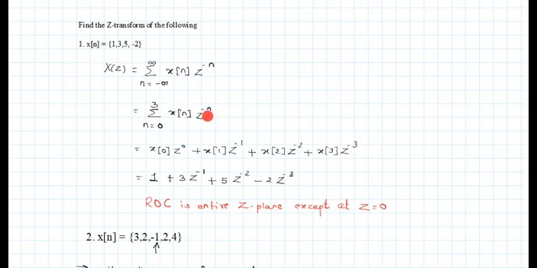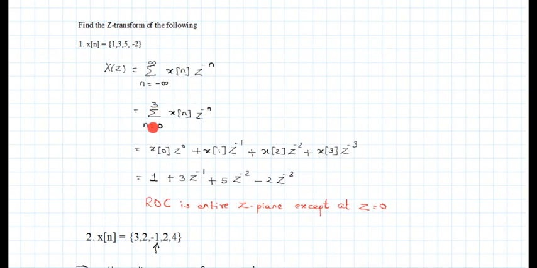Now we'll expand this summation for various values of n. Starting with n equal to 0, we get the first term as x[0] z raised to 0, plus, putting the next value n equal to 1, we get x[1] z raised to minus 1, x[2] z raised to minus 2, x[3] z raised to minus 3, right? So this is the expansion for the given summation.